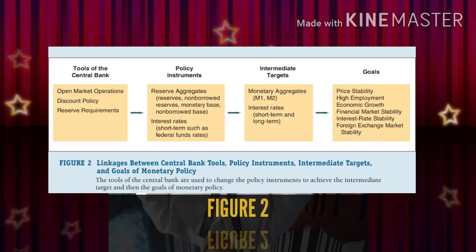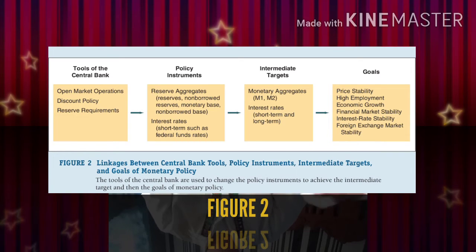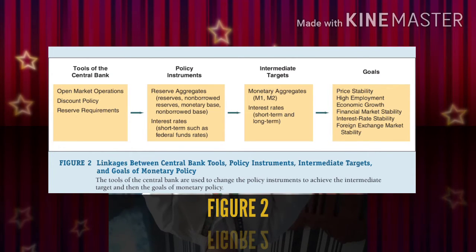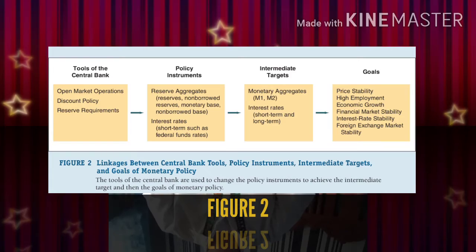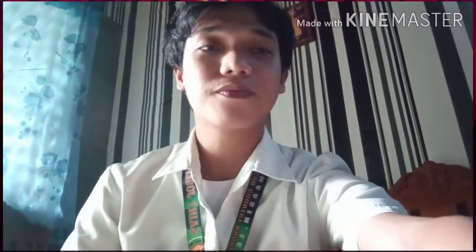The tools of the central bank are the open market operation, like I said earlier, the discount policy, and the reserve requirements. Then, going to the policy instruments, we have the reserve aggregates and then the interest rates. For the intermediate targets, we have the monetary aggregates and the interest rates. And the goals, like I said earlier, are price stability, high employment, economic growth, financial market stability, interest rate stability, and foreign exchange market stability.